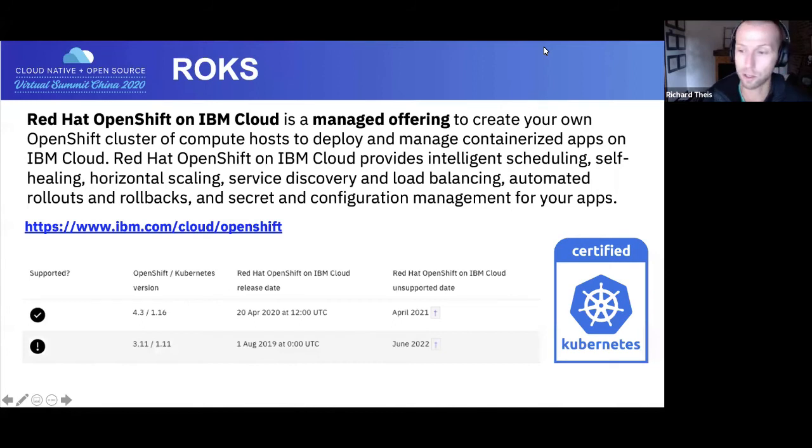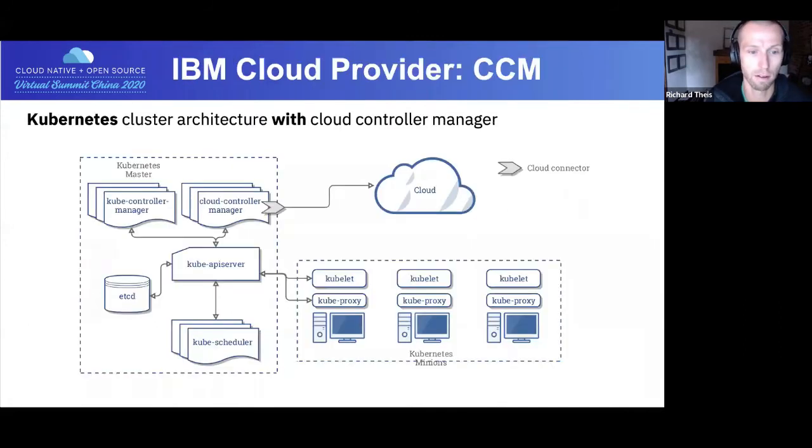OpenShift 4.3 is certified through the same certification program that we have for our Kubernetes service, and it's based on Kubernetes version 1.16. If you look at the OpenShift documentation from Red Hat, you'll see that they move at quite a fast pace as well, just like the Kube community as far as releases are concerned. If you'd like to learn more about OpenShift, please check out that link there.